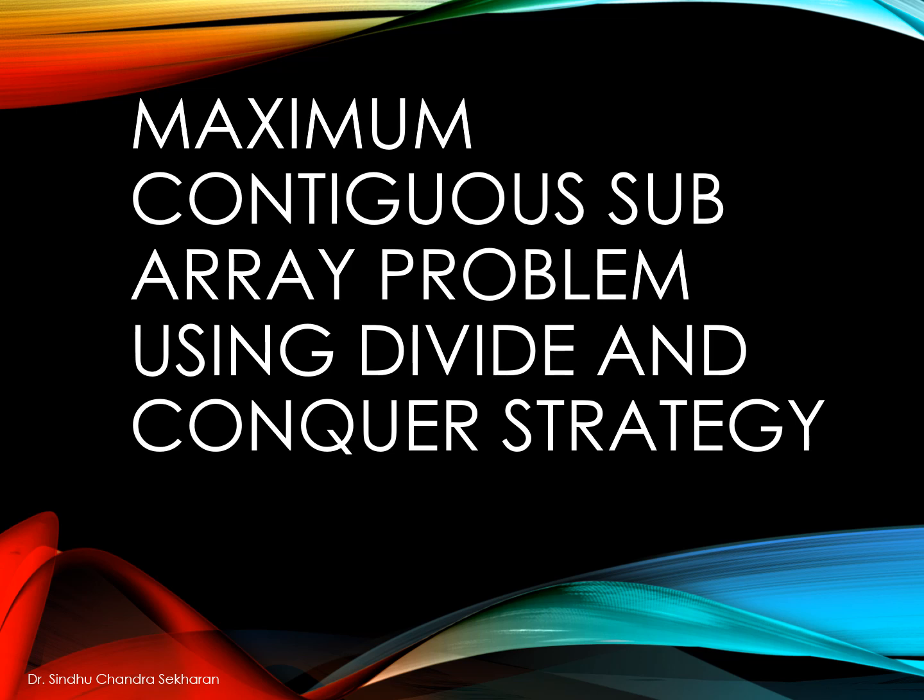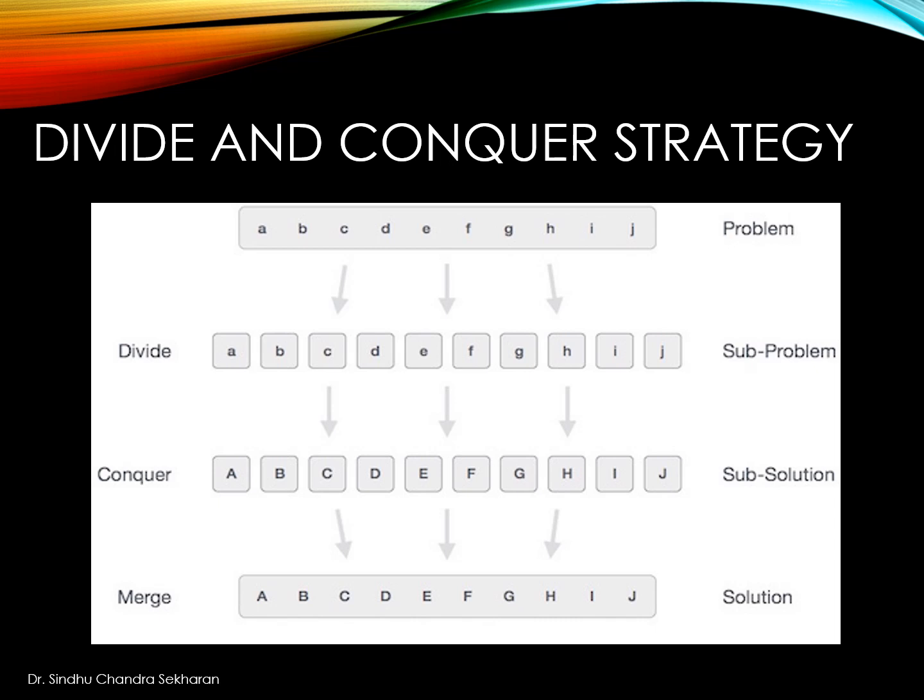Maximum contiguous subarray problem using divide and conquer strategy. So divide and conquer strategy is when we have a problem, we first try and divide it into sub-problems. Then we try to find the sub-solutions of those sub-problems. When we are done with finding the sub-solutions, we try to merge the sub-solutions into the solution. So it is basically divide, conquer, and merge the solution.